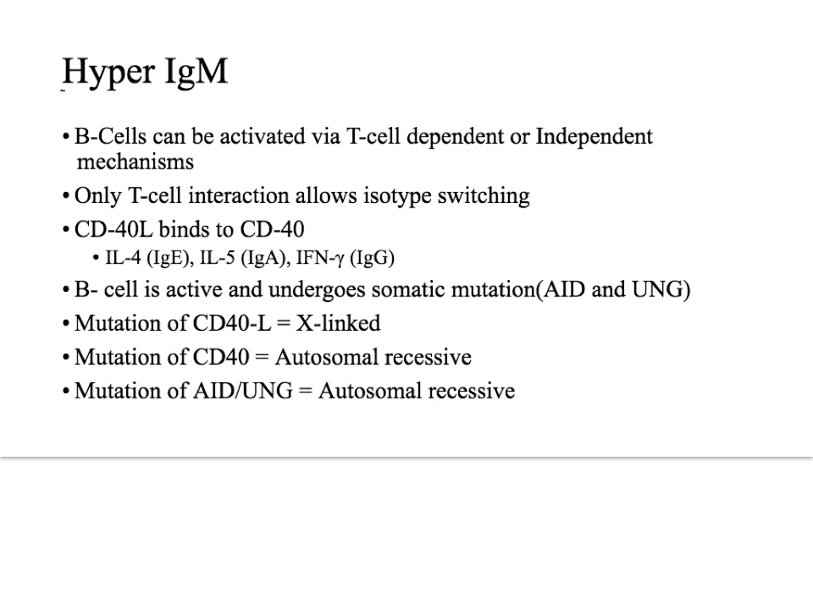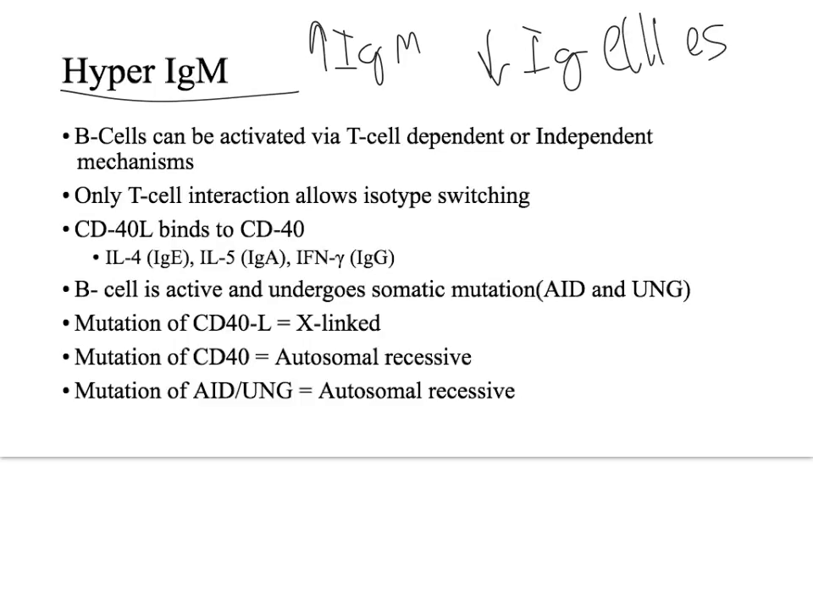Okay, the next one is hyper-IgM. Hyper-IgM is a misnomer in most cases. Usually you don't get extra IgM. Usually you get reduced Ig, all else. And so IgM is high compared to everything else. Now IgM can be a little elevated, but usually it's about normal.